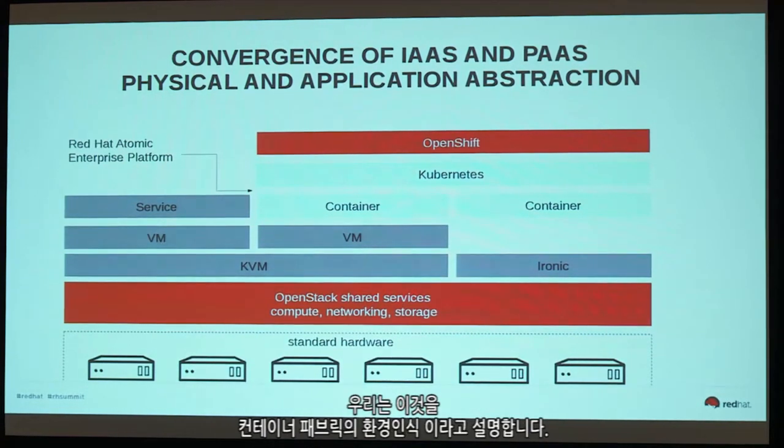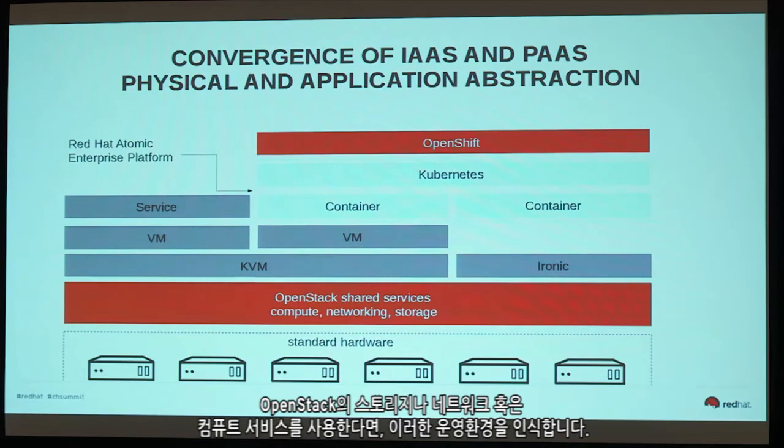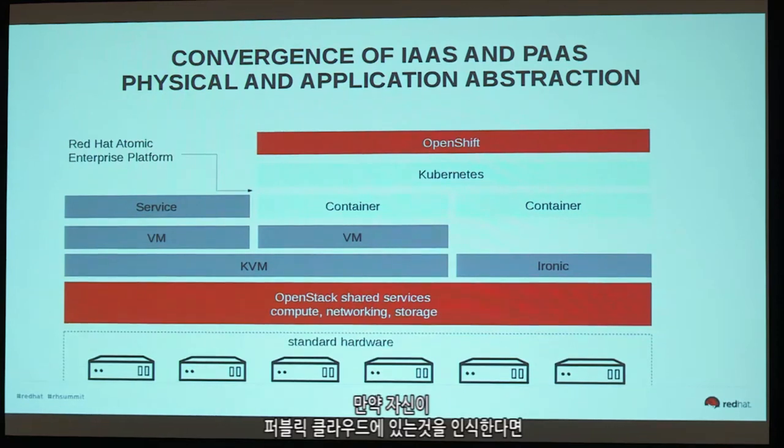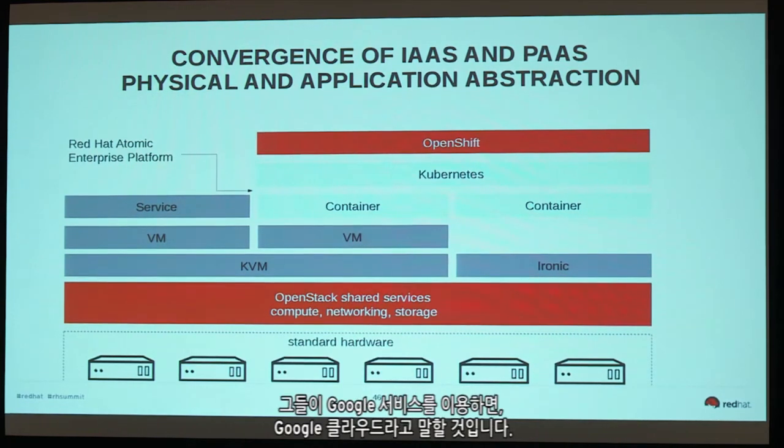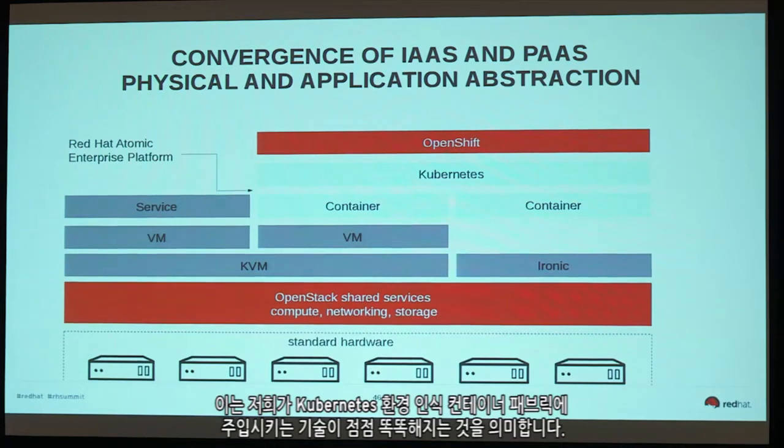We describe this as environment aware. The container fabric, for example, OpenShift, Atomic Enterprise Platform, will be environment aware, meaning when they detect I'm running on top of OpenStack, they will use storage, network, and compute services from OpenStack. If they detect I'm in a public cloud, let's say Google Cloud, they will use Google services. So this is something that technology-wise we drive into Kubernetes, environment-aware container fabric.